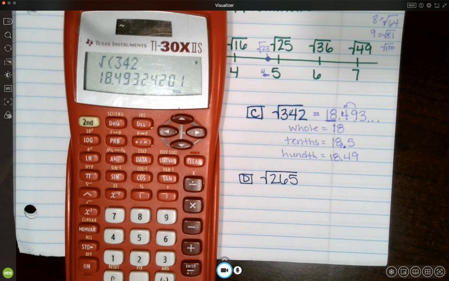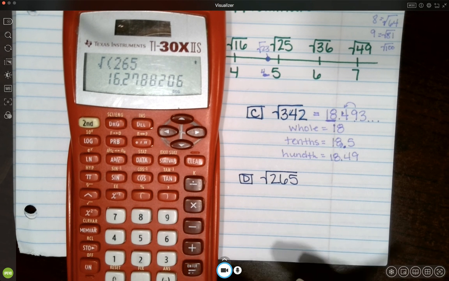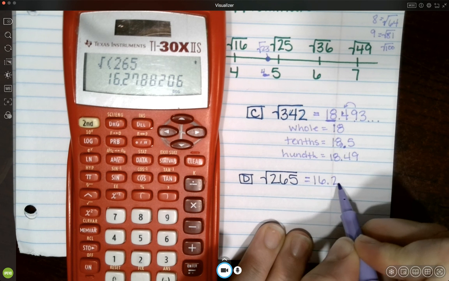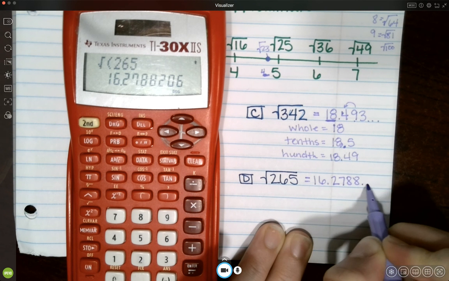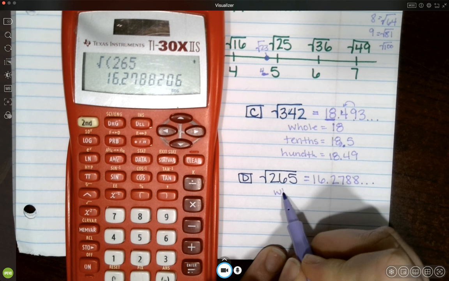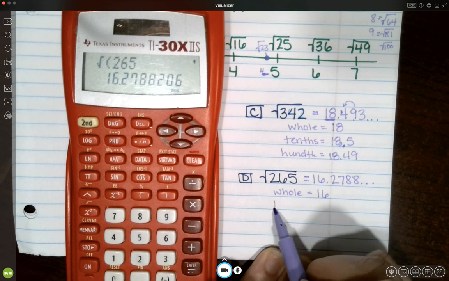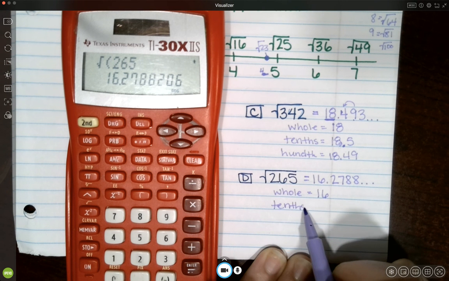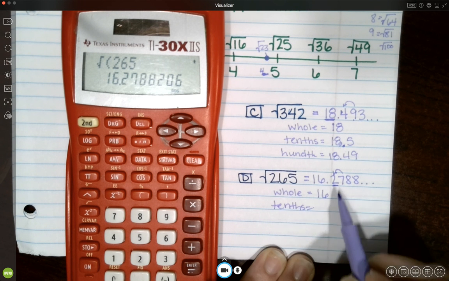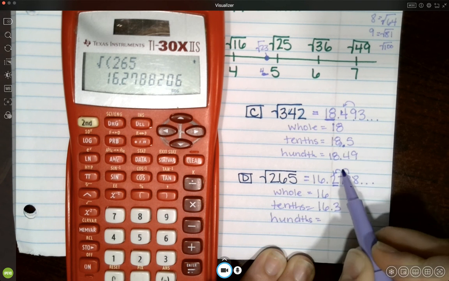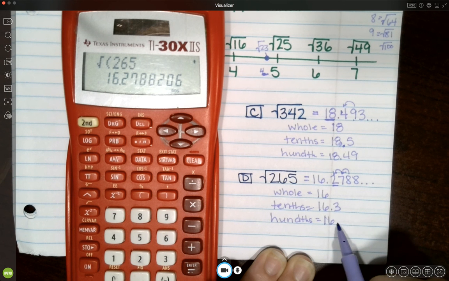All right, so this last one together, we have the square root of 265. Okay, all of the digits say that I am 16.2788... So to the nearest whole number, I am approximately 16. To the nearest tenths of a value, I am here. The 7 tells me to bump up, so I am 16.3. And if I said hundredths place, the 8 tells the 7 to bump up, so I am 16.28.